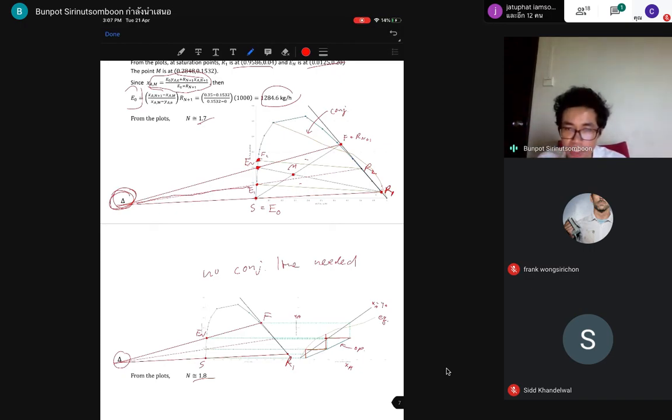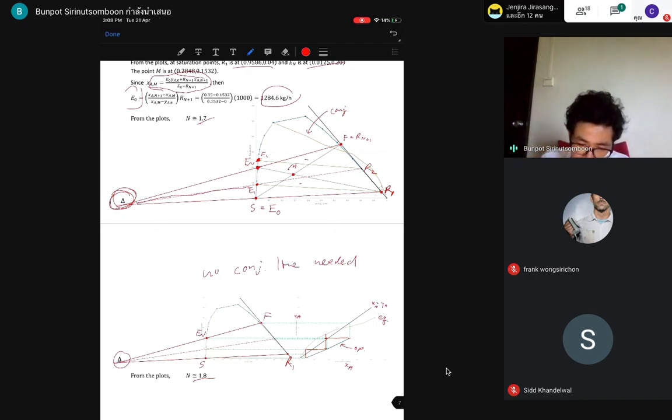Okay, so I suggest you review how to draw these lines, how to construct the triangular phase diagram, how to find the M point, the delta point, and how to draw the lines, so that you can do something like this to find the number of stages.